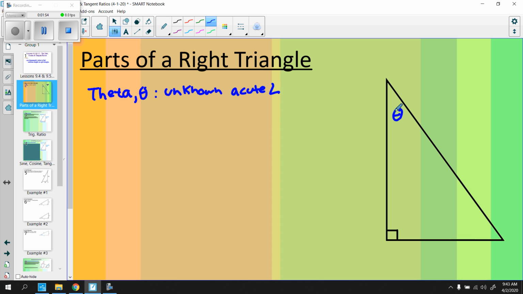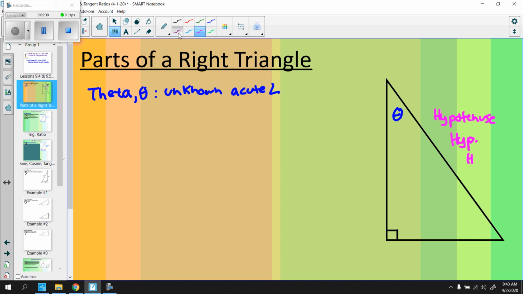Second thing, we're not changing this, it's still called the hypotenuse. We'll abbreviate it as HYP, or sometimes just H. Everybody knows it's the side opposite the right angle. These two we've called legs, the two shorter sides. We're going to be a little more specific.